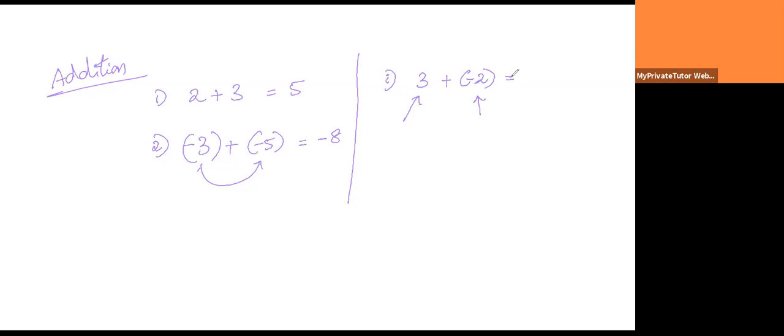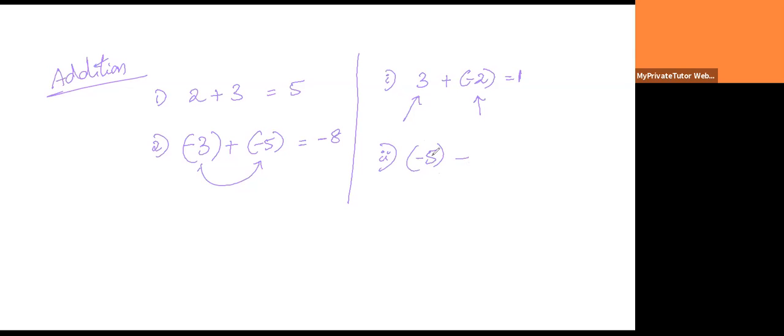If one sign is different compared to the other one, we are going to subtract. So 3 minus 2, which is 1. Similarly, minus 5 plus 3. You can see that the same thing.